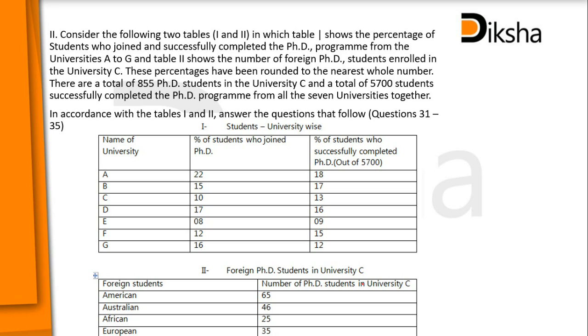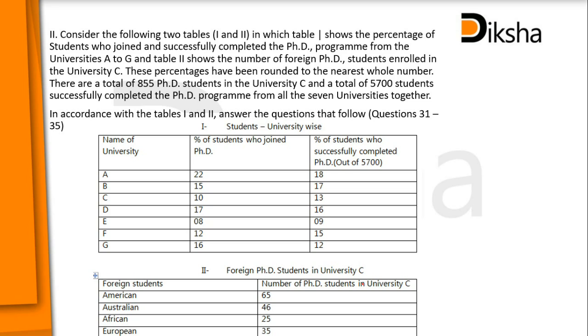There are a total of 855 PhD students in the university C, and a total of 5700 students successfully completed PhD from all the 7 universities together. Based on this, answer the following questions.